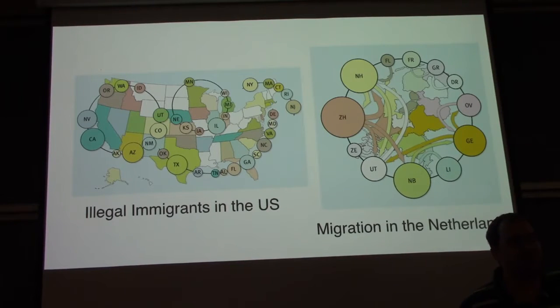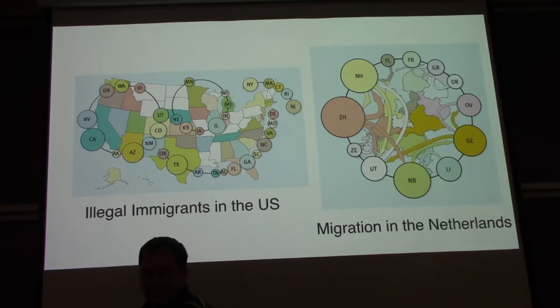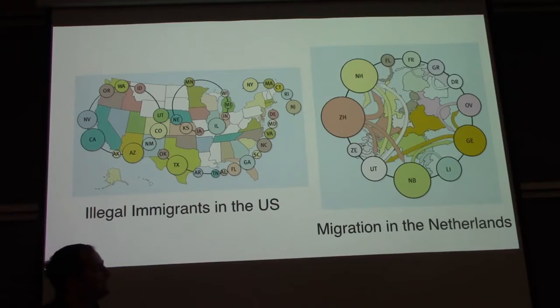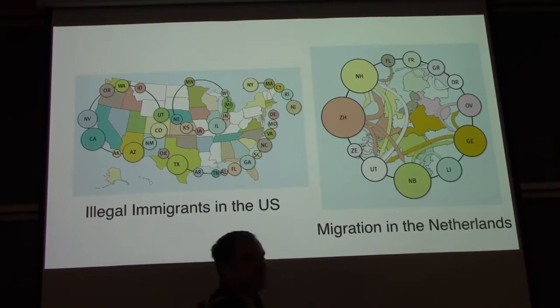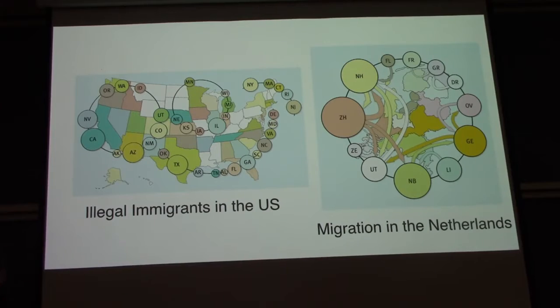I handed out a sheet with instructions. You have two different graphs on there: a necklace map of illegal immigrants in the United States and the migration in the Netherlands. For the next 5 to 10 minutes, please talk to a partner, try to answer those questions, and make your usual analysis of these visualizations.